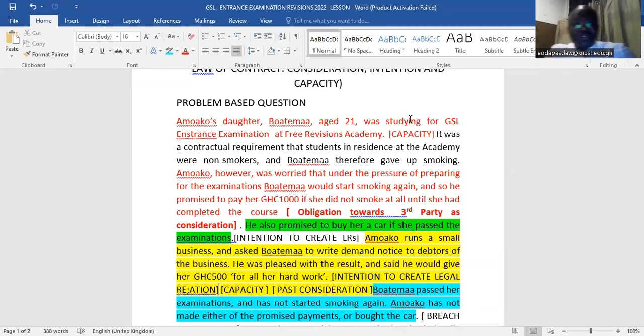So you notice that we have stated the principles in relation to consideration. Of course, we will come and take past consideration and treat it separately pretty soon. So if we are doing the analysis or the application, if we take for example the first, the contract between Boatemaa and the academy, and even the father, that if you don't smoke, then I'm going to pay you the 1,000. Giving up smoking, is it a good consideration? Yes, forbearance.